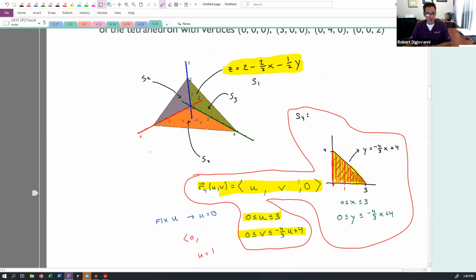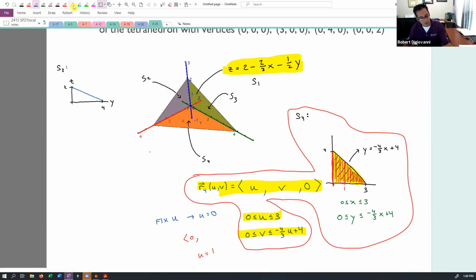Let's try surface 3. Try and squeeze it onto the same page here. Surface 3 is this back region here, which if I drew it would be the y plane and the z plane, or z axis, sorry. And it looks like we're at 4 here and 2 up here. And so this is our piece right here. We need to draw this thing in here. Now, what is the equation of that line?